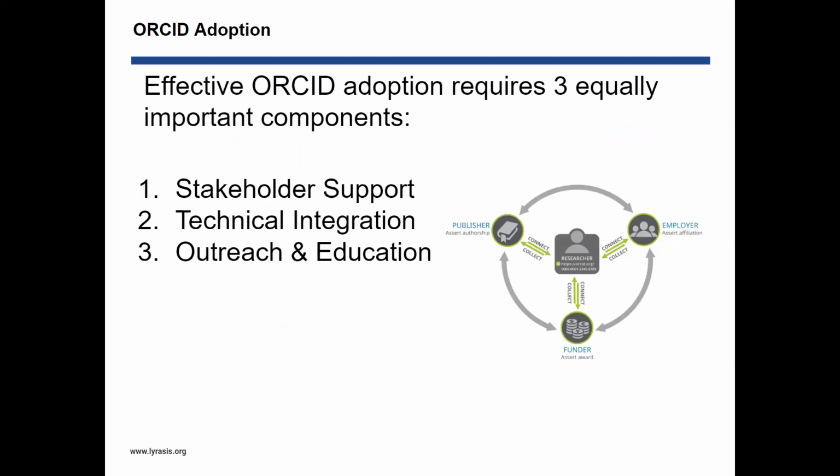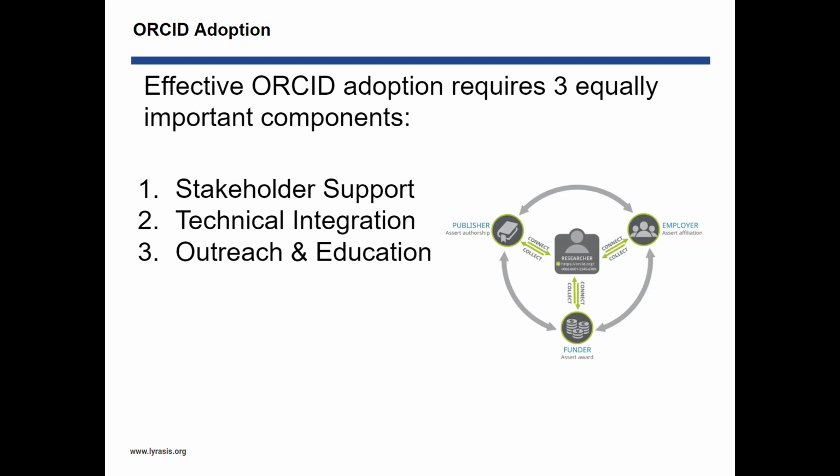Now, because ORCID is structured like an ecosystem, all stakeholders need to be involved in order for everyone to get the most benefit. So for most institutions, and that includes universities and other research institutions, there are 3 equally important components needed to help both the institution and individual researchers benefit from ORCID. And those are gaining internal stakeholder support to prioritize ORCID adoption, integrating the ORCID API with local systems, so technical integration, and then doing some outreach and education to researchers about ORCID so that they will get and use their ORCID IDs.